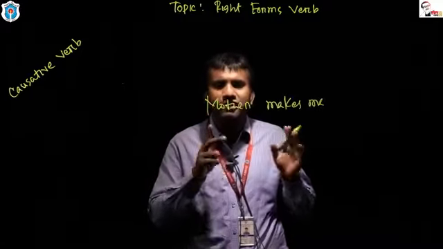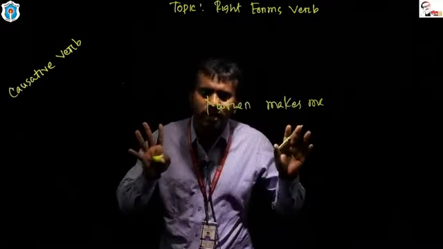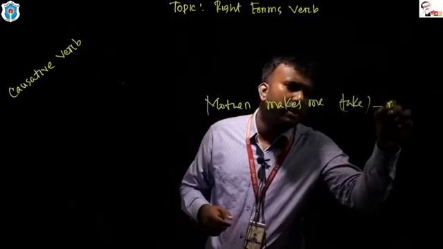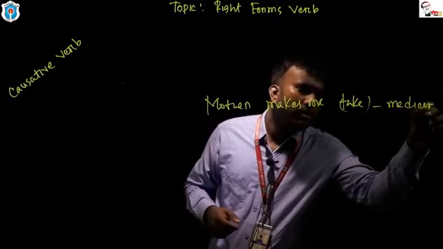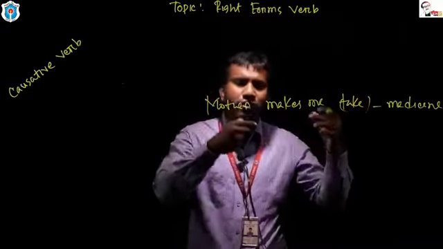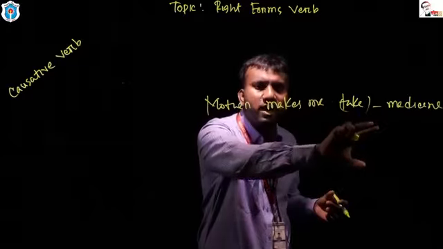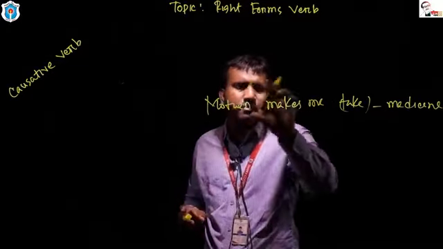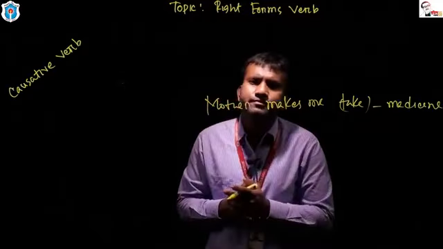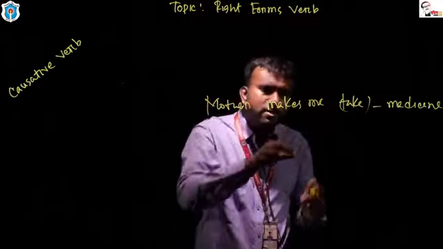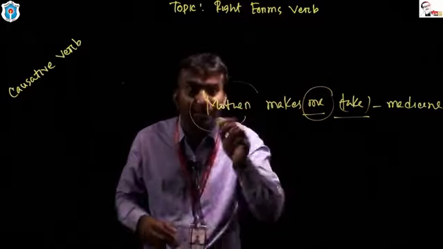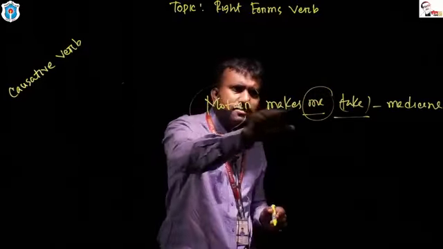We are trying to identify causative verb. Then I will talk about the rules and regulations. Mother makes me take medicine. Dear student, this is the example. I don't know what form of verb will be used here. Look at mother makes me take medicine. Who takes medicine, mother or me? Here, I take the medicine, not mother. But mother forces me to take medicine.